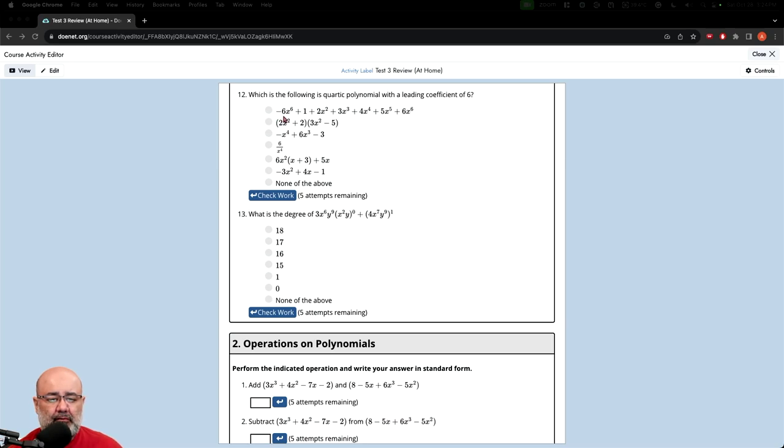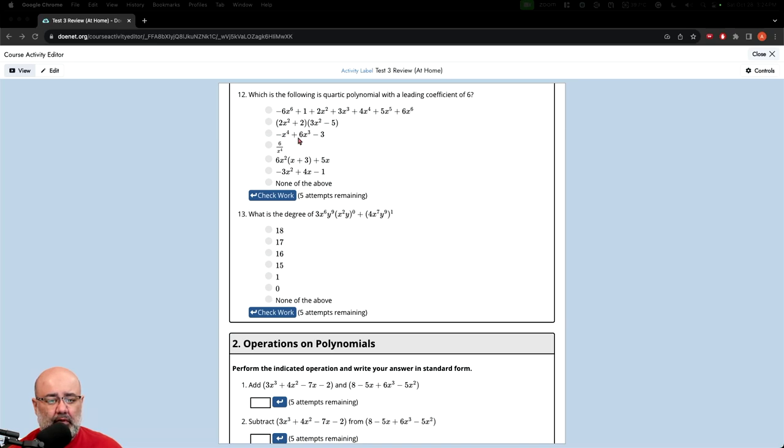The first one hopefully is easy to ignore because the degree of this polynomial is actually 5. If we take the negative 6x to the 6 and we add it to 6x to the 6, those two will cancel out. And the highest power will give us a 5, which is a pentic polynomial, not a quartic. Quartic means degree 4. So this one's out. I'm going to skip this one for a moment.